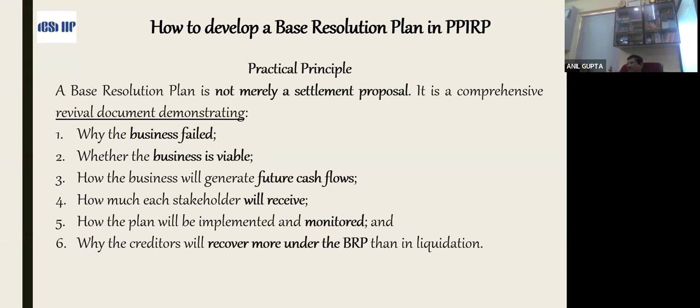Not only to repay the loan: how much each stakeholder will receive, particularly the financial creditor or operational creditor, how they will recover the amount, and how the company is going to pay these people. And how the plan will be implemented and monitored. The company gives a tentative plan, and this tentative plan is to be monitored by both the operational creditor as well as the financial creditor, and why the creditor will recover more under the BRP than under liquidation.